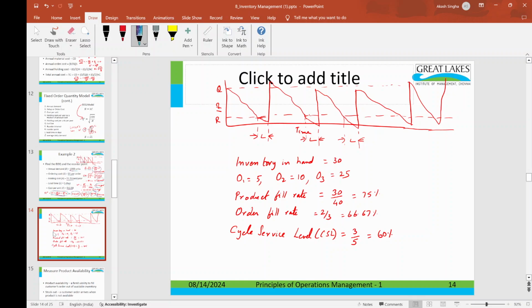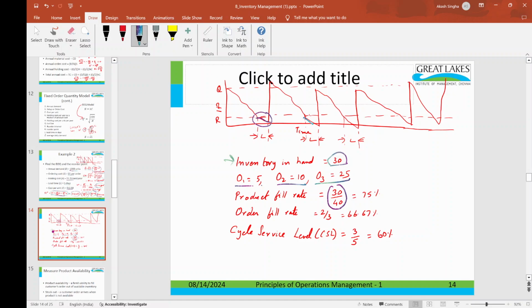This was also given: maybe there will be a problem like this is the Q value, and sometimes this does not work the way we calculated, right? Sometimes it is more elastic, sometimes it is more steep, sometimes not that steep. Let's say inventory in hand is 30 units, and order 1 is 5 units, order 2 is 10 units, and order 3 is 25 units. Product fill rate is how much we have by how much total we want. So 25 plus 10 plus 5 is 40, and in hand we have 30.